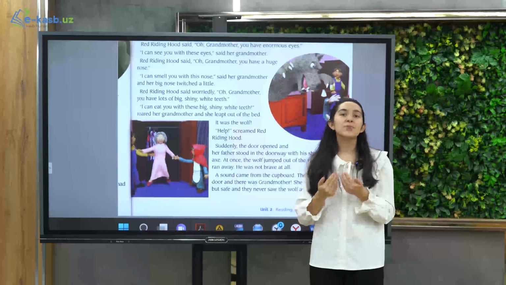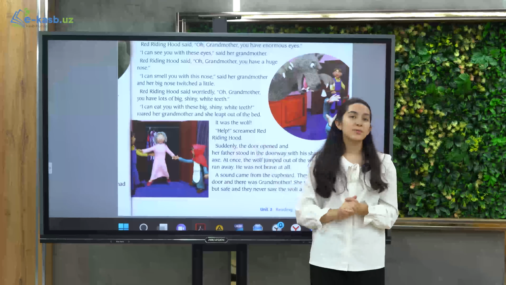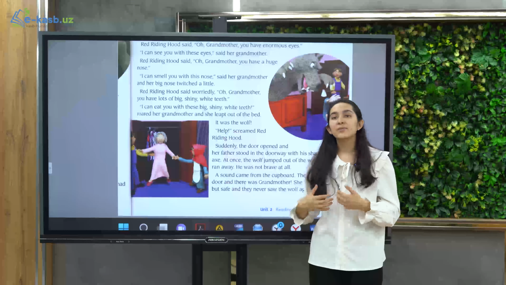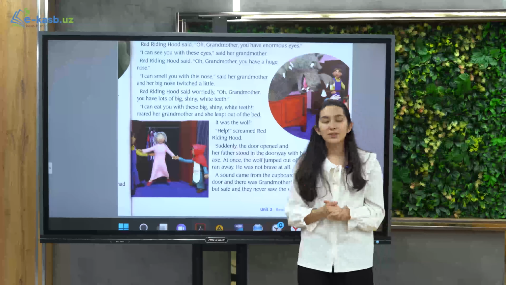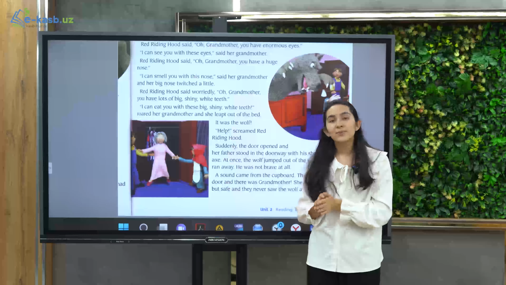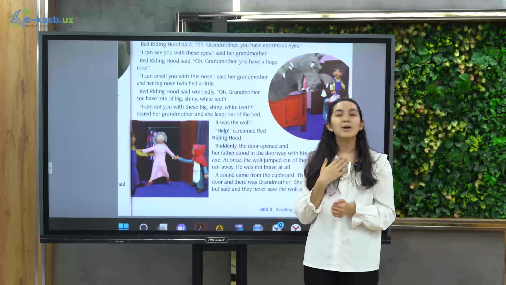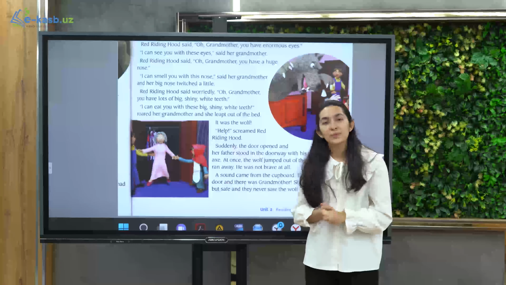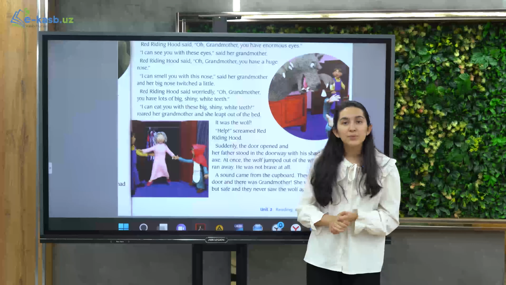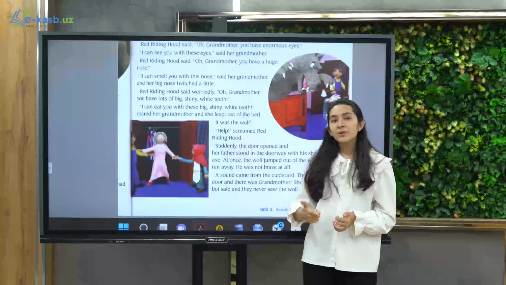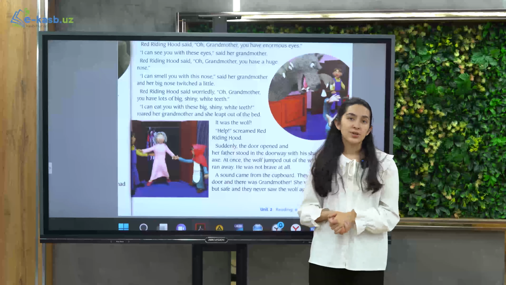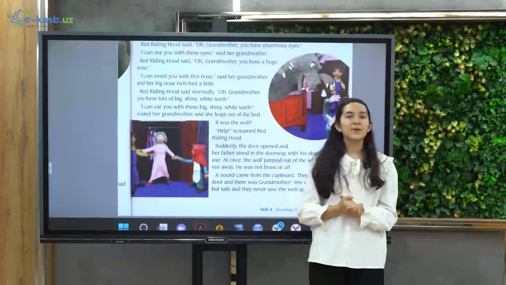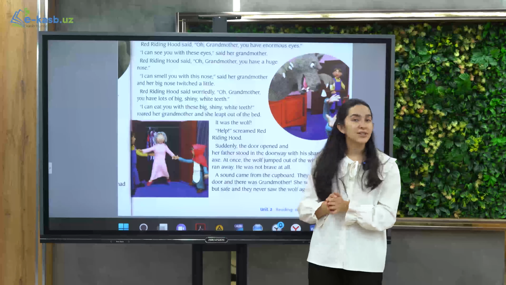And then the wolf roared, and he leapt out of the bed and jumped to Red Riding Hood. Red Riding Hood got very scared, and she screamed, help. And fortunately, the father was nearby, standing there in the doorway. As you remember, he was the woodcutter, so he had an axe with him, and with this sharp axe he wanted to kill the wolf.